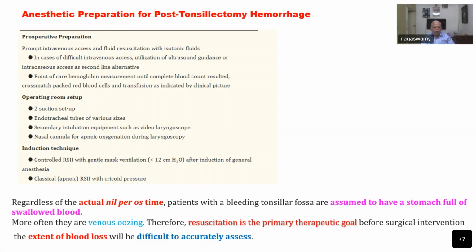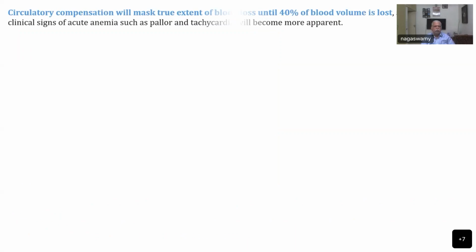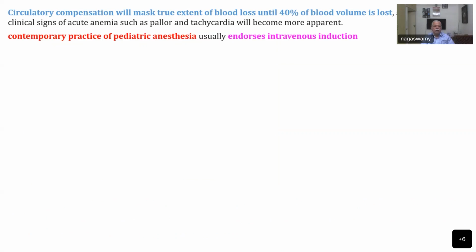And the primary goal is to assess the extent of loss and try to resuscitate the baby as much as possible. So circulatory compensation will mask the true extent of blood loss until 40% of blood volume is lost to the child. And contemporary pediatric practice endorses intravenous induction for this.